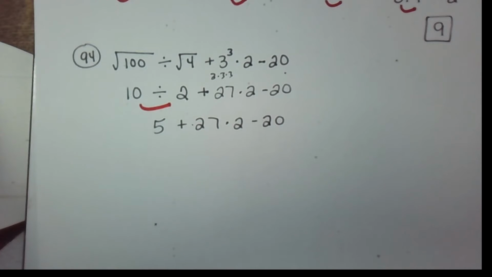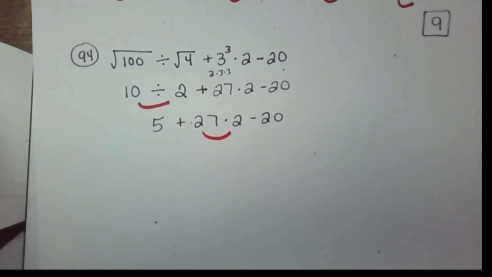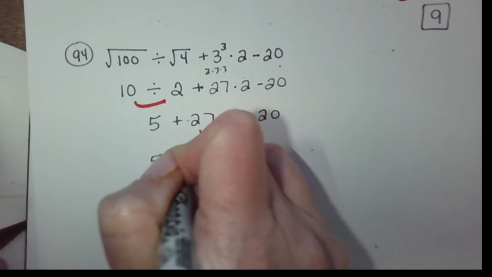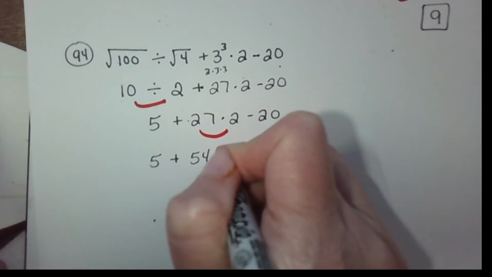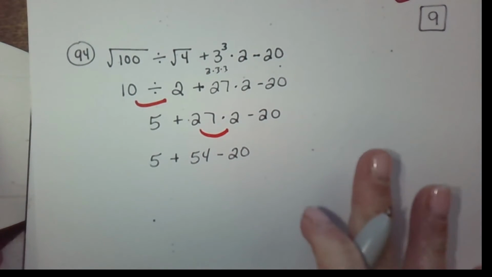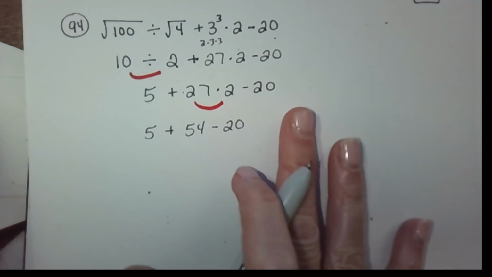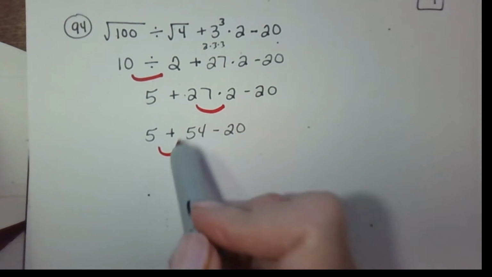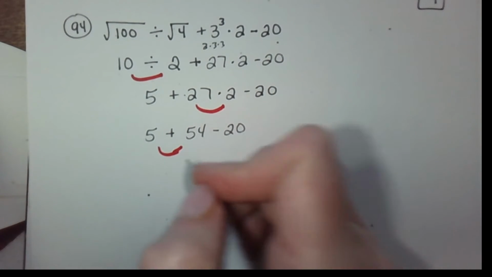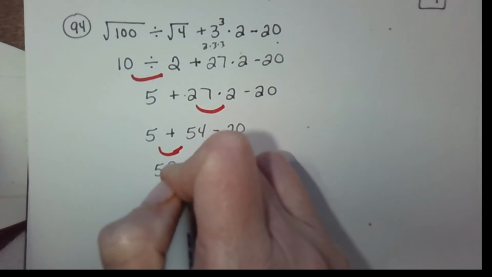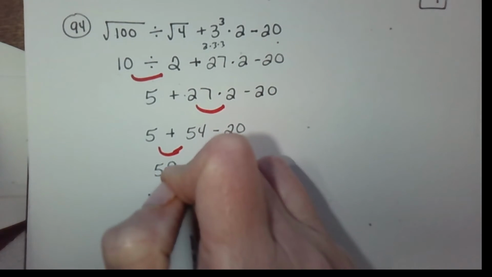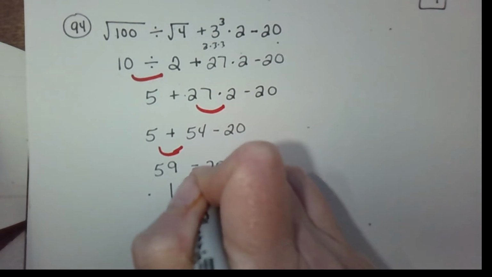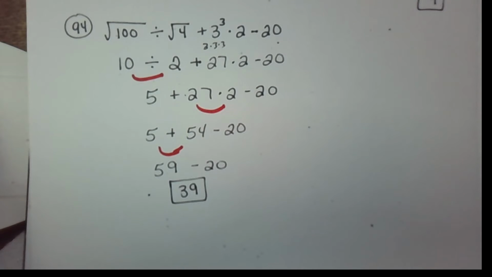Okay, now we have multiplication over here, the 27 and the 2. So that's 5 plus 27 times 2 is 54 minus 20. And now we're down to addition and subtraction. So again, left to right. 5 plus 54 is 59 minus 20 is 39. So you should get 39 for that one.